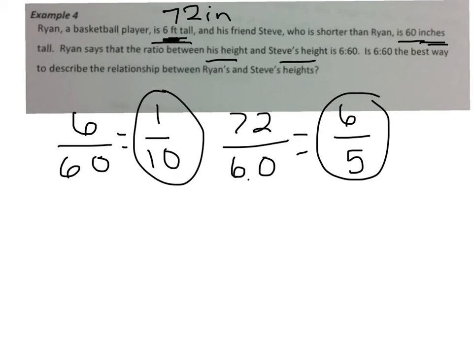Okay, so if Steve is 5 units tall, Ryan would be 6 of those units tall. Is how that you can read that.